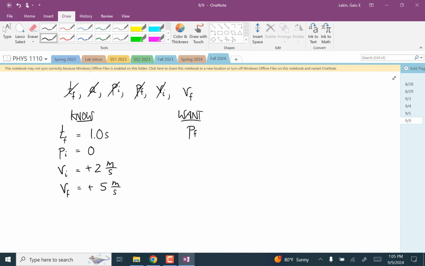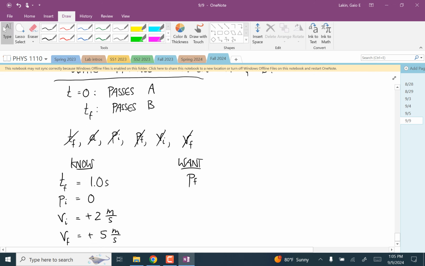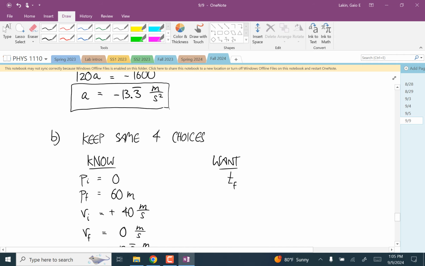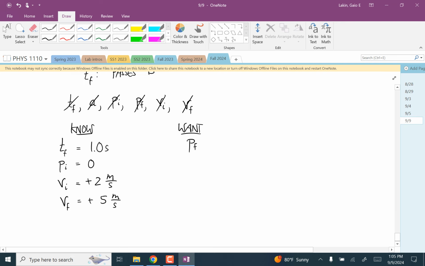Okay, do any of the 3 equations work for this? Well, the problem here is we need the equation to have PF. That's what we need to solve for, right? But we don't know the acceleration, and notice that all 3 of these equations have acceleration in them. And so we can't do it. No equation works.